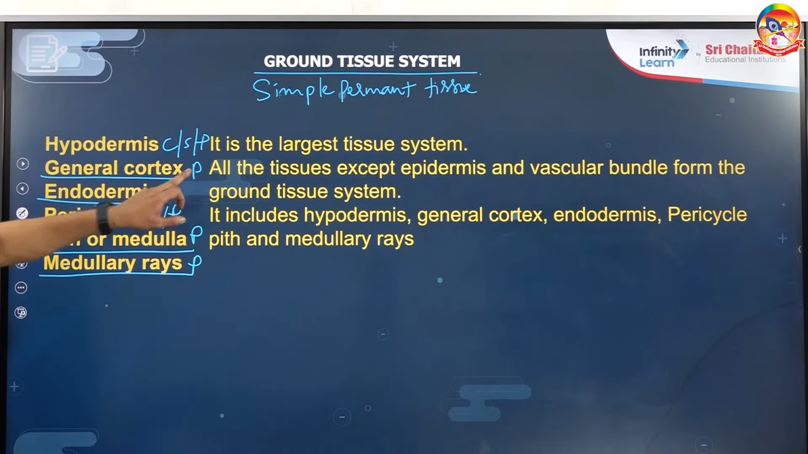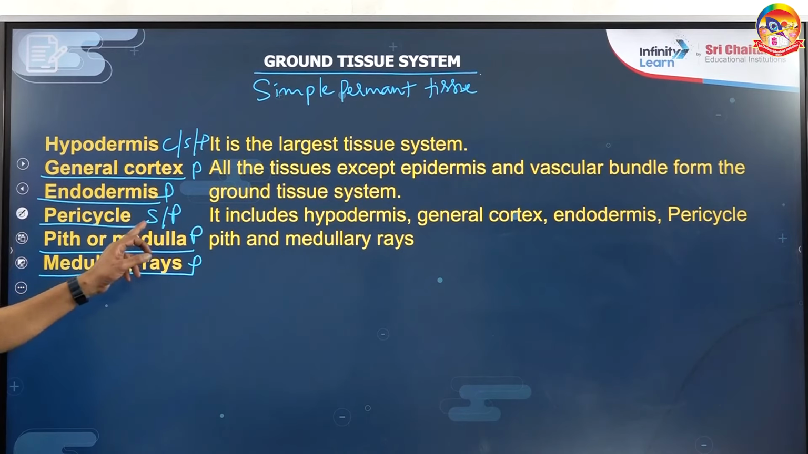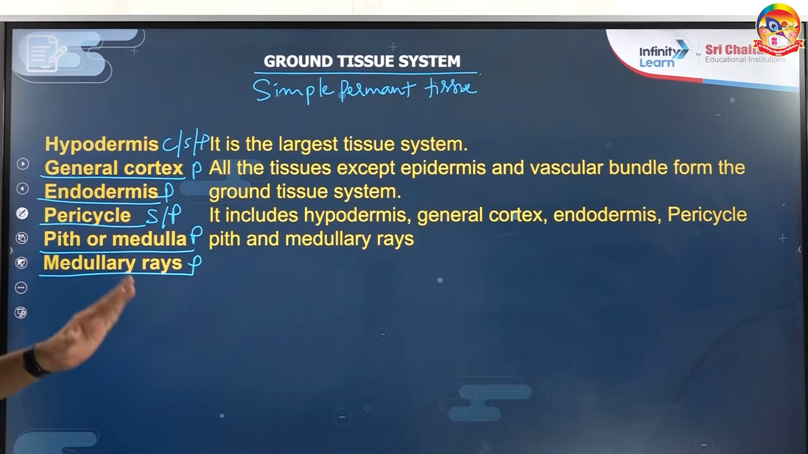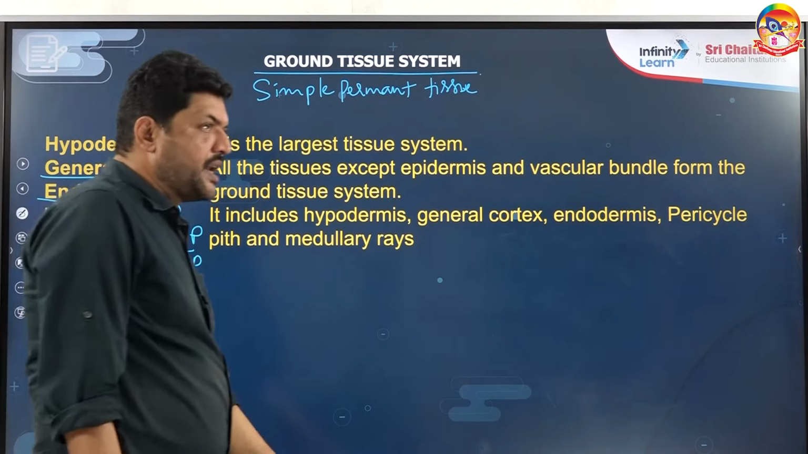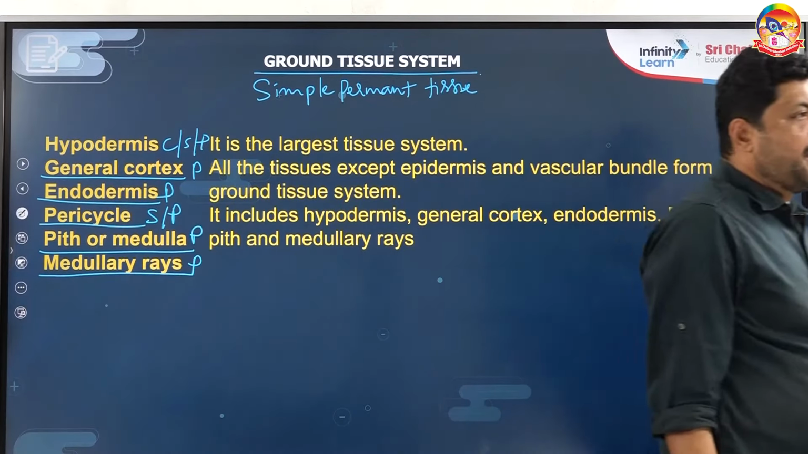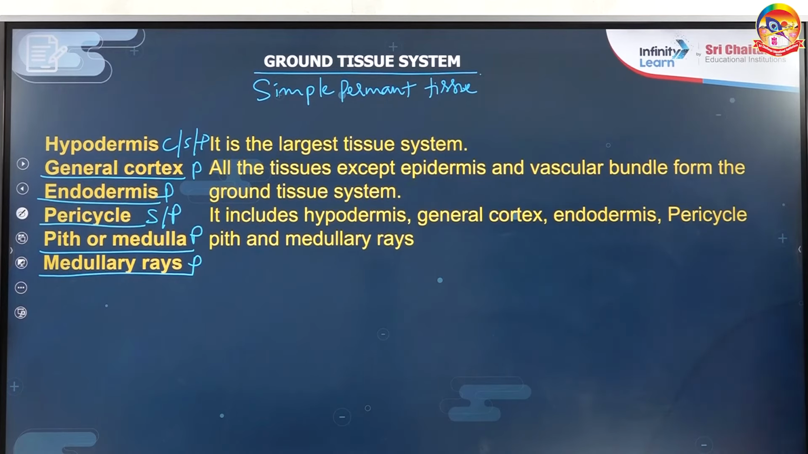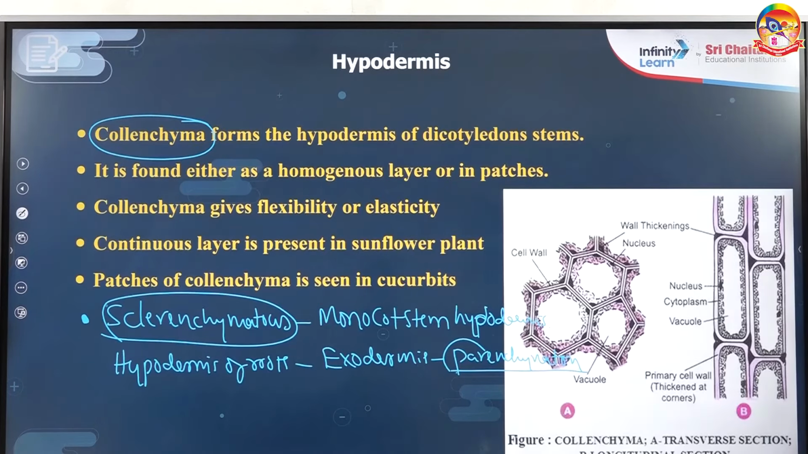Endodermis is parenchymatous. Pericycle is sometimes sclerenchymatous, as in dicot stem, and in other cases parenchymatous. Pith or medullary rays are parenchymatous. So parenchyma, collenchyma, and sclerenchyma altogether are called simple permanent tissue. Let us go with this.